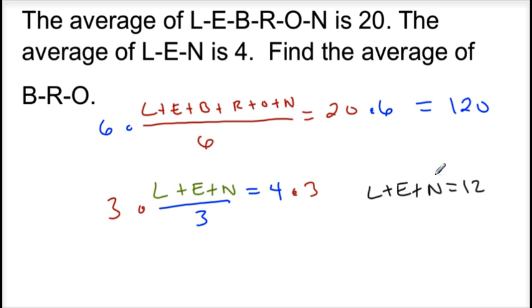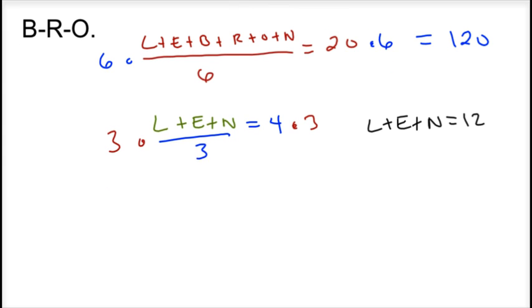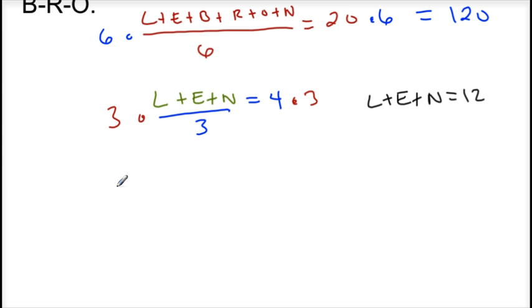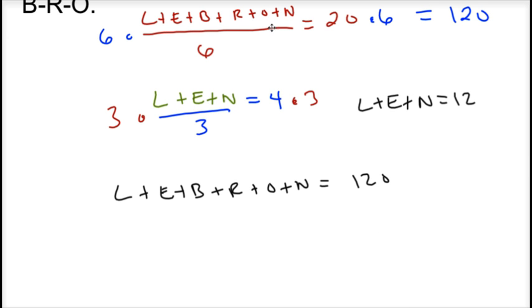So now I have the total of LeBron, I have the total of Len, I need the total of BRO. So L plus E plus B plus R plus O plus N equals 120. The total of Len, I'm going to bring it down here. I'm going to write the letters right underneath. So L plus E plus N equals 12.